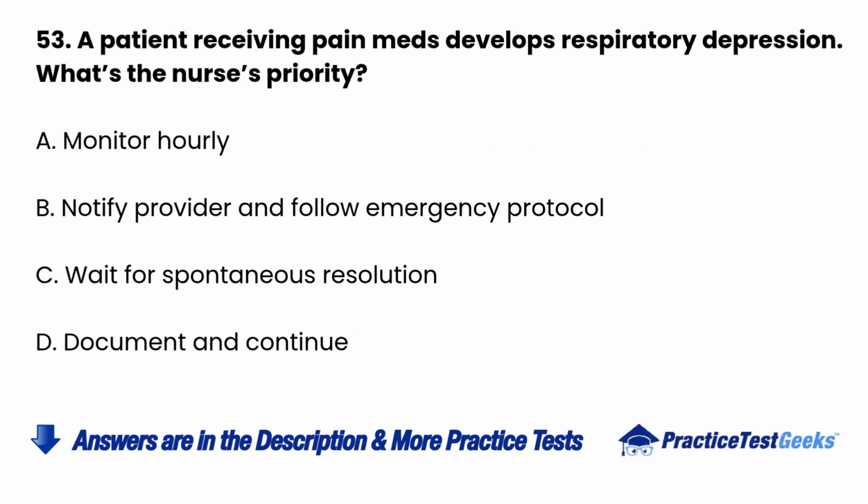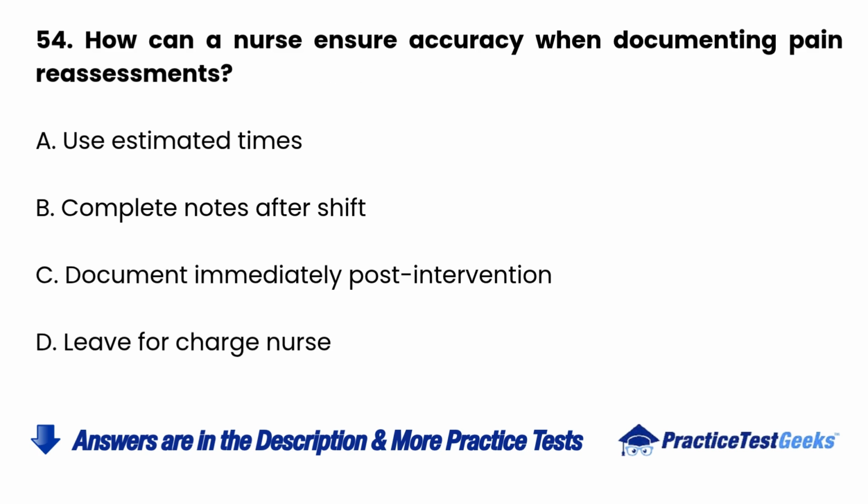53. A patient receiving pain meds develops respiratory depression. What's the nurse's priority? A. Monitor hourly. B. Notify provider and follow emergency protocol. C. Wait for spontaneous resolution. D. Document and continue.